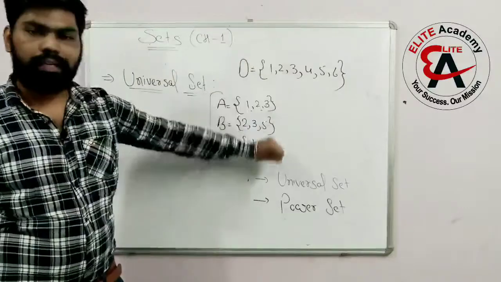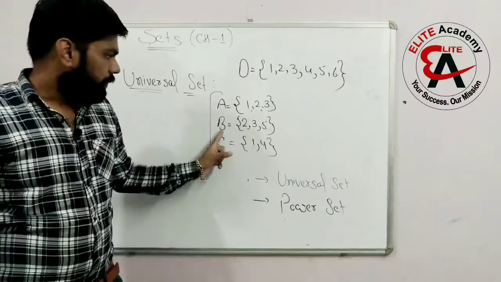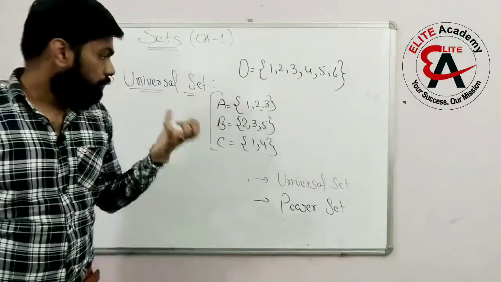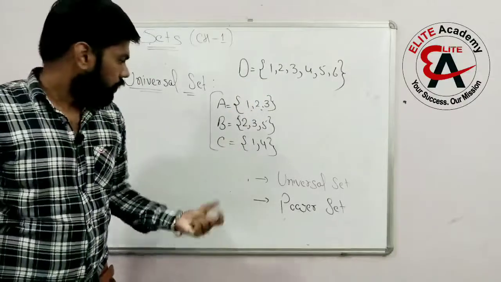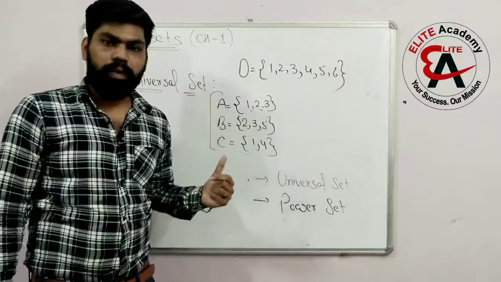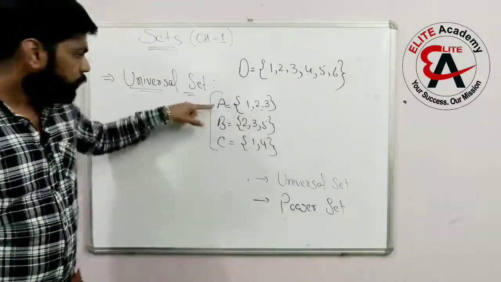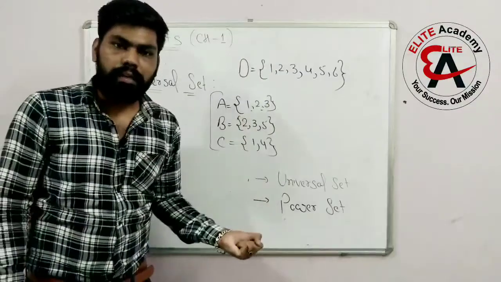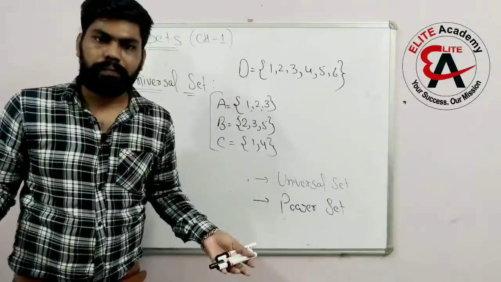That means everything comes out of it. So whatever is in A is a part of D. In B you can see it is 2, 3 and 5, they are again a part of D. That means whatever is in B is coming from D. Similarly C contains 1 and 4, again everything in C comes from D. That means for these three sets, whatever they have came from D. So for these three sets, D is the universal set.